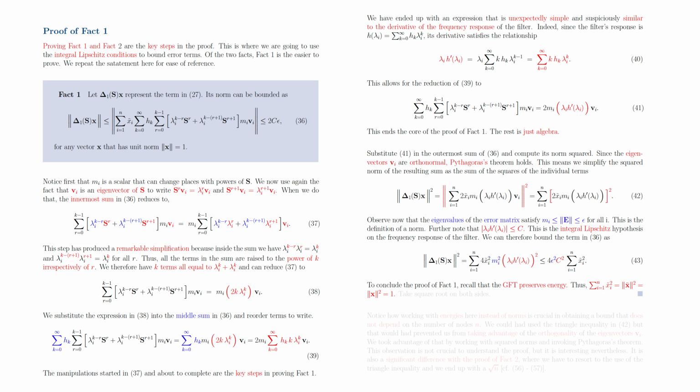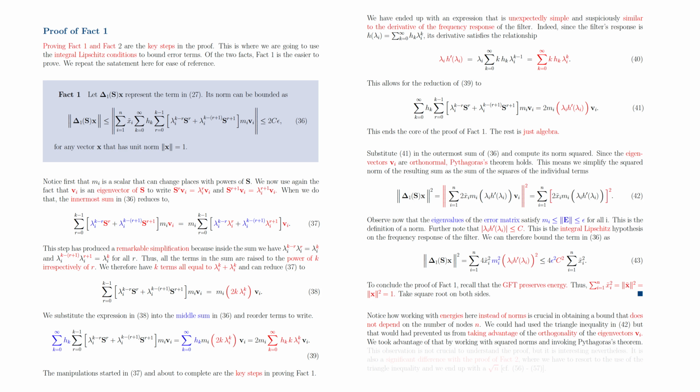To complete the proof of fact 1, recall that the graph Fourier transform preserves energy. Therefore, the sum of the GFT components in 43, which is the energy of the GFT of the signal x, equals the energy of x itself, which is 1 because we are considering the computation of an operator norm. Take a square root on both sides of 43 to conclude the proof of fact 1.